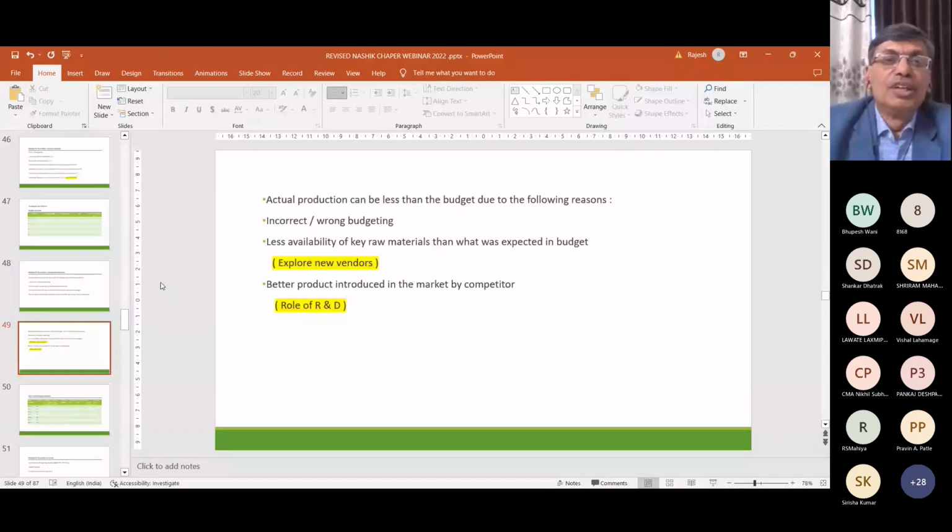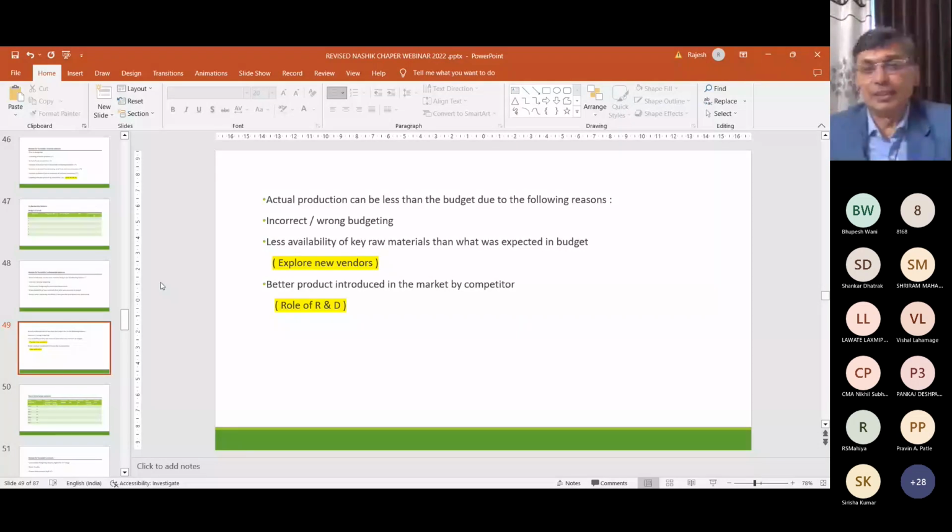Now, reasons for adverse production budget variance. Actual production can be less than budget due to the following reasons. Wrong budgeting, ignore it. A more educated call is required to be taken by the respective people who are involved in the budgeting exercise. Now, less availability of raw materials than what was expected in the budget. Because of the less quantity, actual production is less than budget.